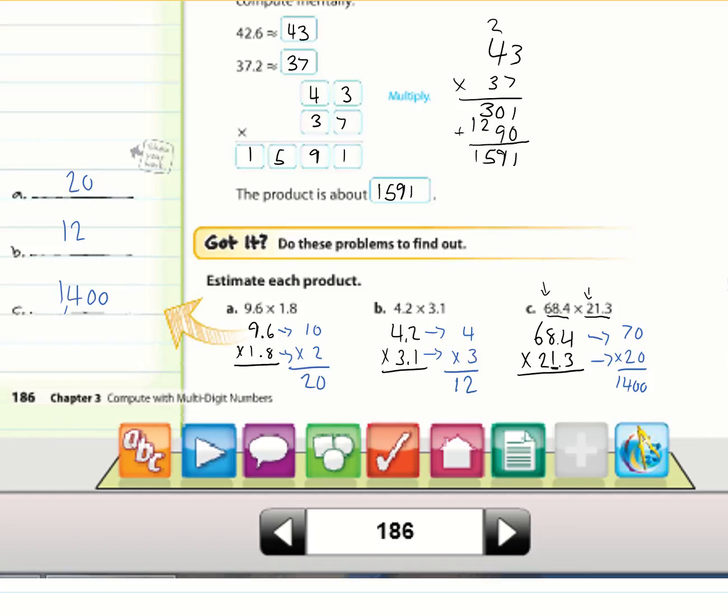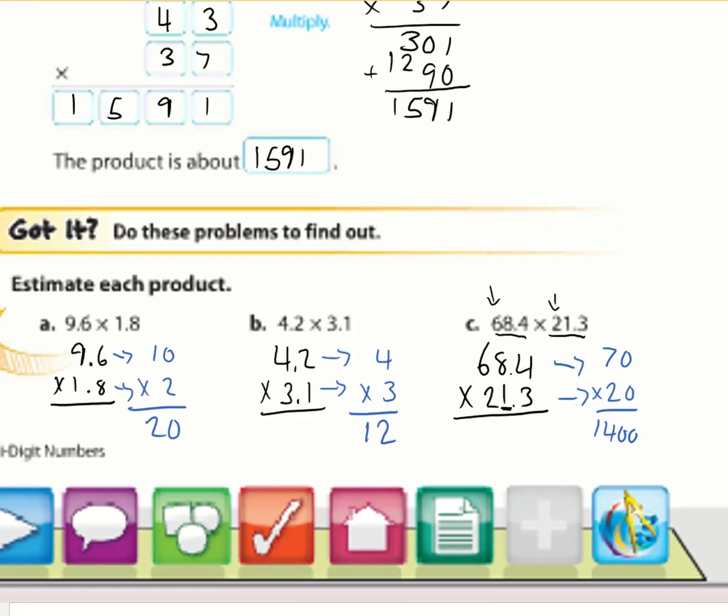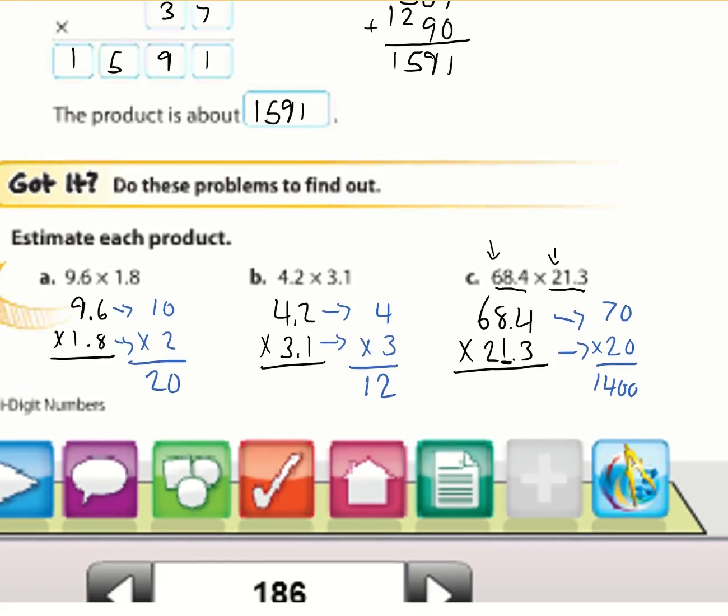Before we move on, I would like to put a little stronger focus on C. If you notice with C, we have 68 and 4/10 and 21 and 3/10. Our largest value is in our tens column. We have the 6 and the 2. All of our previous problems, like in B, we had 4 and 3. Those are in our ones place value. But now that we're moving to the tens, that's when we're going to estimate even higher. So 68 and 4/10, is that closer to 60 or is that closer to 70?